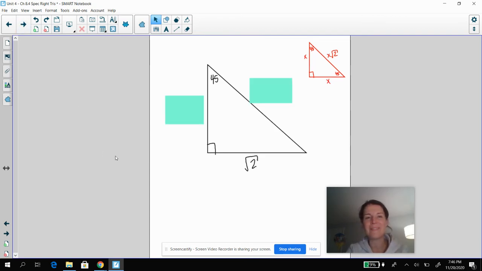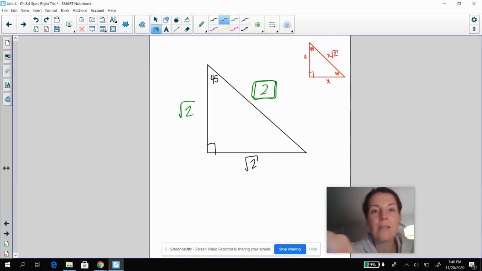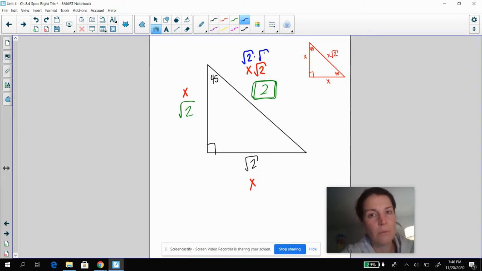Pause the video. Do this one. All right, so you've got a base of root 2, so we know that the other leg is also going to be root 2, and then the hypotenuse has to be 2. The way you get that is you know that if this is your x and this is your x, the hypotenuse has to be x root 2. So if x is root 2, then this is just root 2 times root 2. We know root 2 times root 2 is root 4, which is 2.